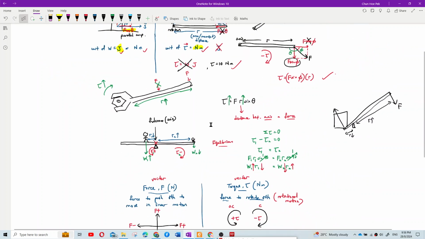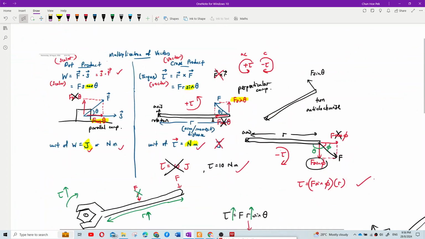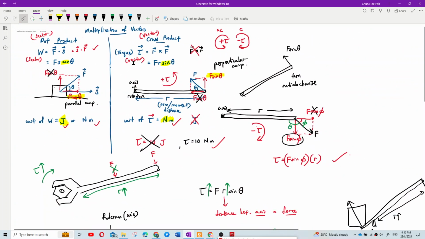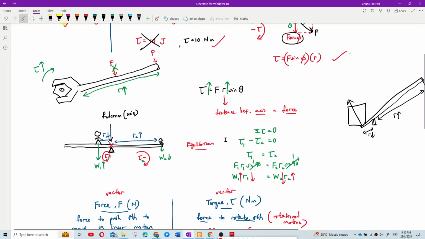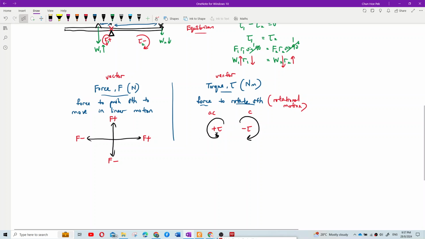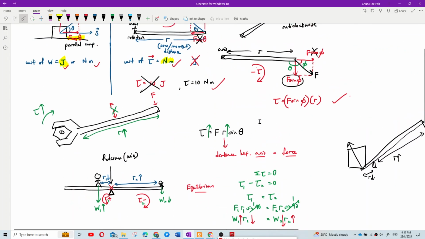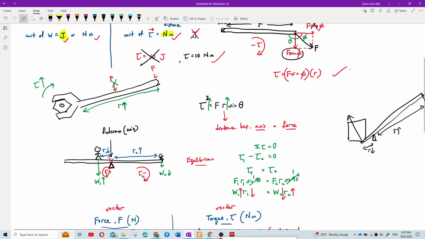Okay, so that's it for torque for today. Remember, torque is a cross product, a vector. The formula is FR sin theta. Use the perpendicular component. Its unit is like work done, but it's not work done. It's Newton meter, do not use joule. It also has direction, only two: either clockwise or anti-clockwise. If anti-clockwise use positive, clockwise use negative. And this is the meaning of torque, formula FR sin theta.